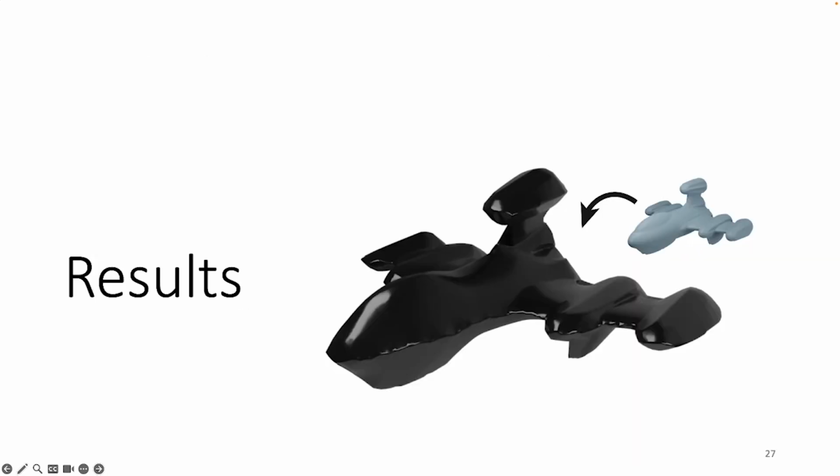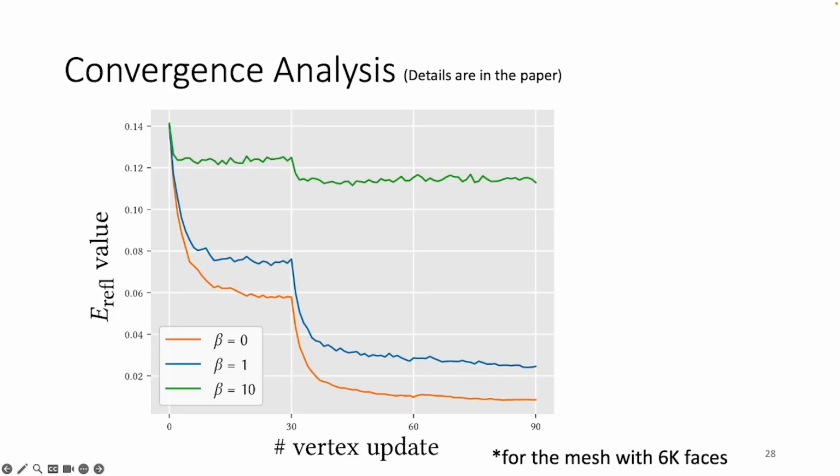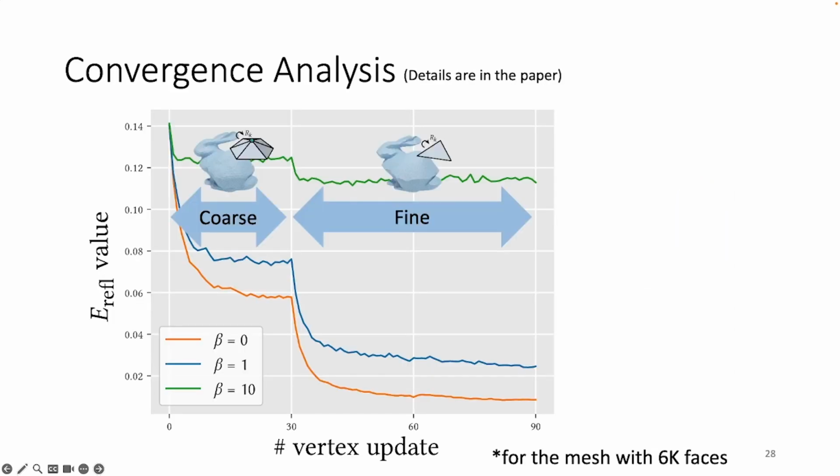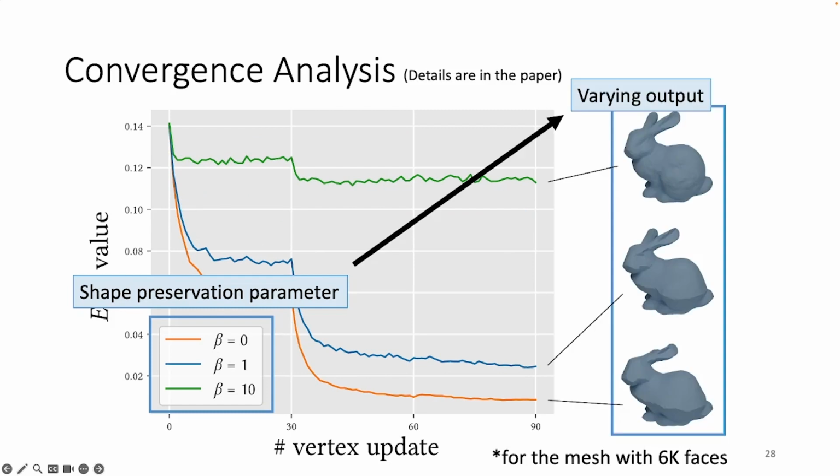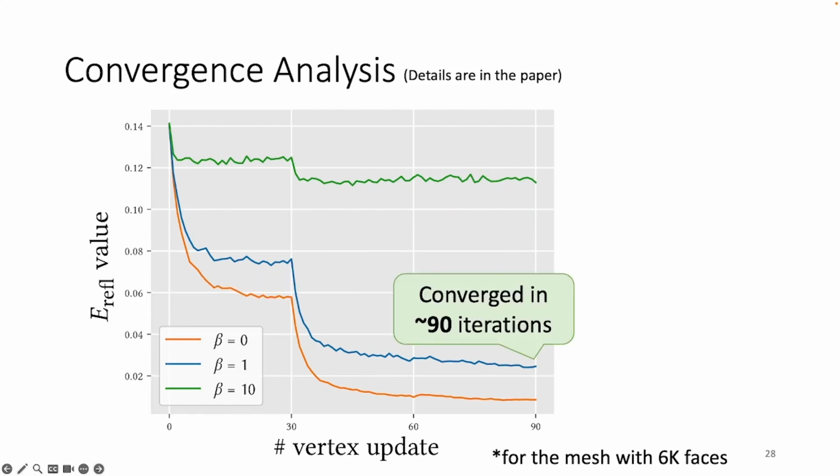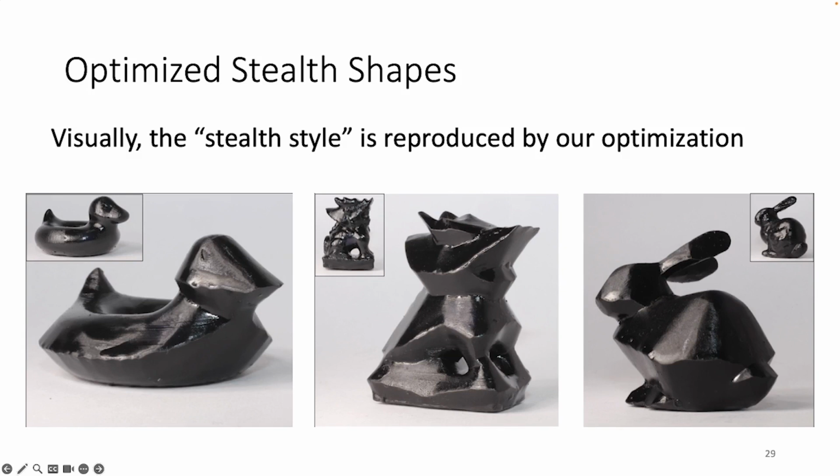Finally, let's look at some of our results. Our full optimization has coarse and fine stages and a parameter controlling the strength of regularization. In any case, our optimization converges with about 90 iterations, which roughly takes 3 minutes. And here are some of our stealth optimization results. Interestingly, the optimized shapes have successfully reproduced the stealth style with sharp creases.